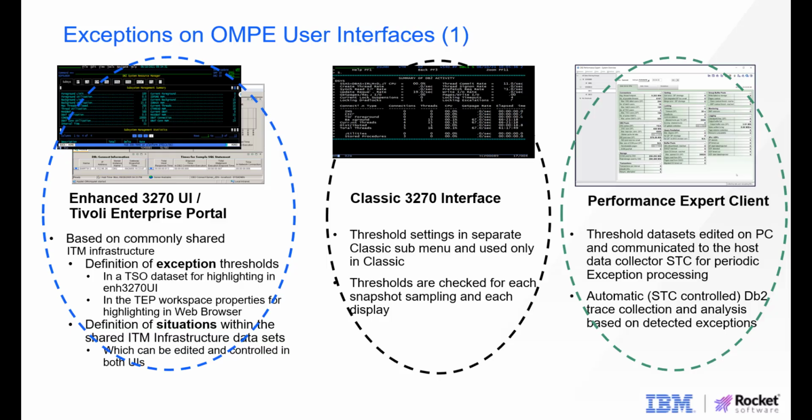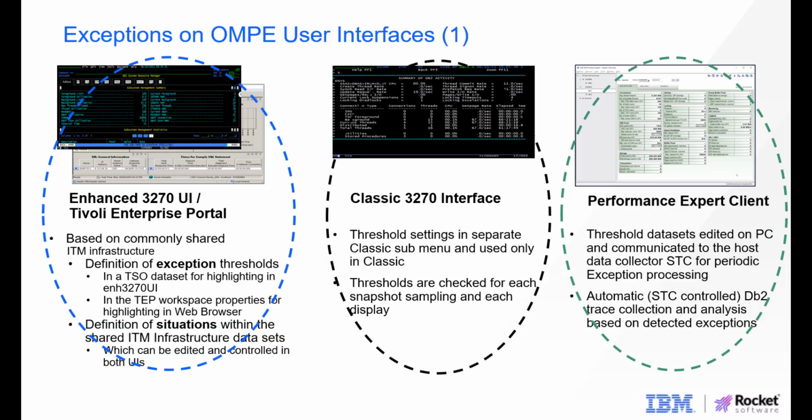Situations defined are shared one-to-one and they are saved in a common ITM infrastructure. They can be defined and controlled in both end-user interfaces. The classic UI keeps the threshold at a separate place and can be adapted via specific classic panel commands. The thresholds in all three end-user interfaces are checked and highlighted each time a user refreshes the display or navigates to another panel.